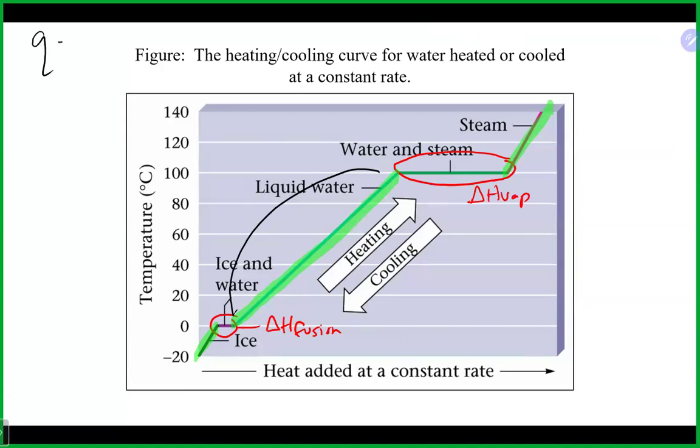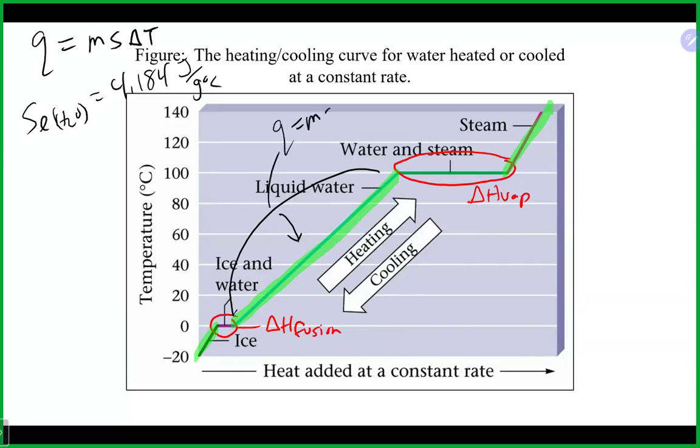Specific heat: Q is equal to m s delta T. Remember, the specific heat capacity of liquid water is that 4.184 number per gram per degree. So when you look at this graph, anywhere in this region here, if you wanted to figure out how much energy is required to do that, you've got to throw down the old equation, Q is equal to m s delta T.